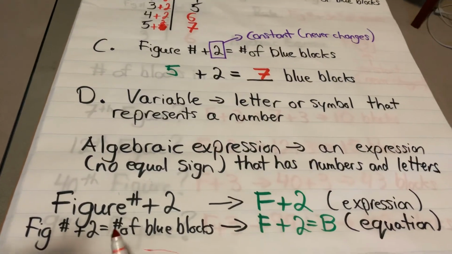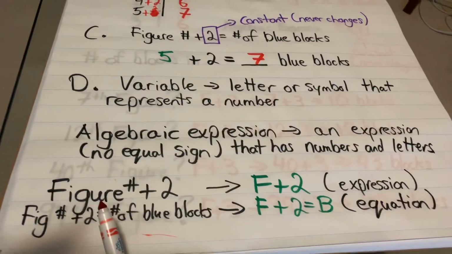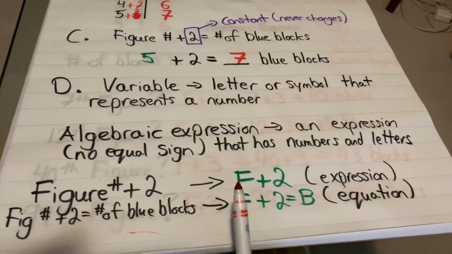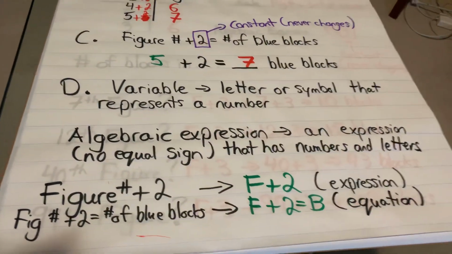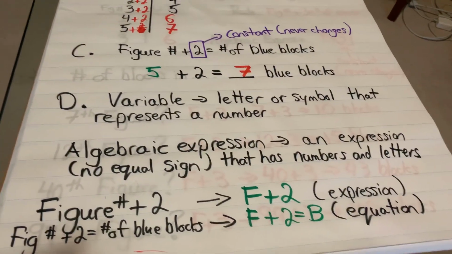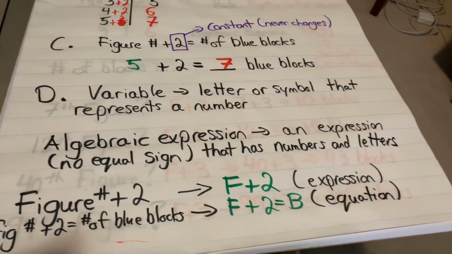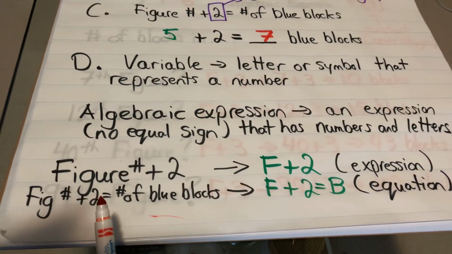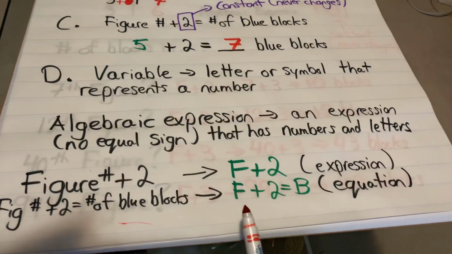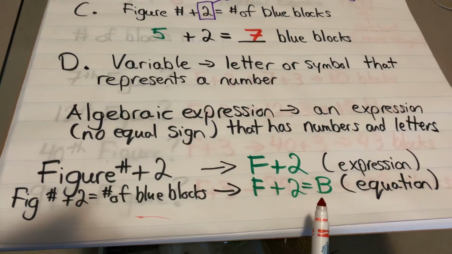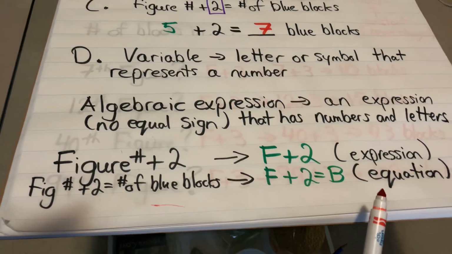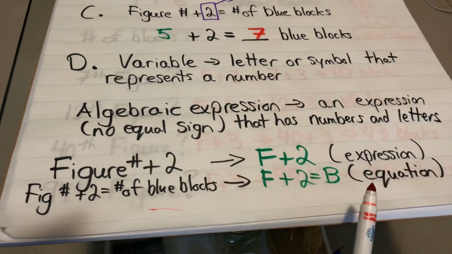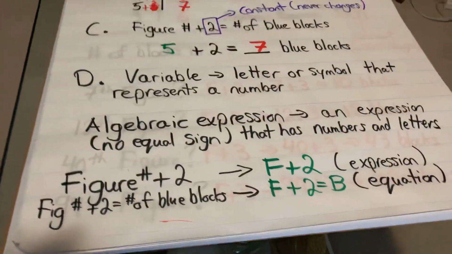Why f? F stands for figure number. Really, you can use any letter you want as a variable. You can use P, Z, B, pick something. I just pick F, F for figure. If I wanted to do a smiley face, if I wanted to draw a picture of a cat, it really doesn't matter, just as long as you remember what that symbol represents. Now, if I were to rewrite the figure number plus 2 equals the number of blocks, then I could rewrite that as F plus 2 equals B, B for blocks. That would be an equation. Why would it be an equation? Because there's an equal sign. No equal sign, expression. Equal sign, equation. Easy enough to remember. Just look for the equal sign, okay?